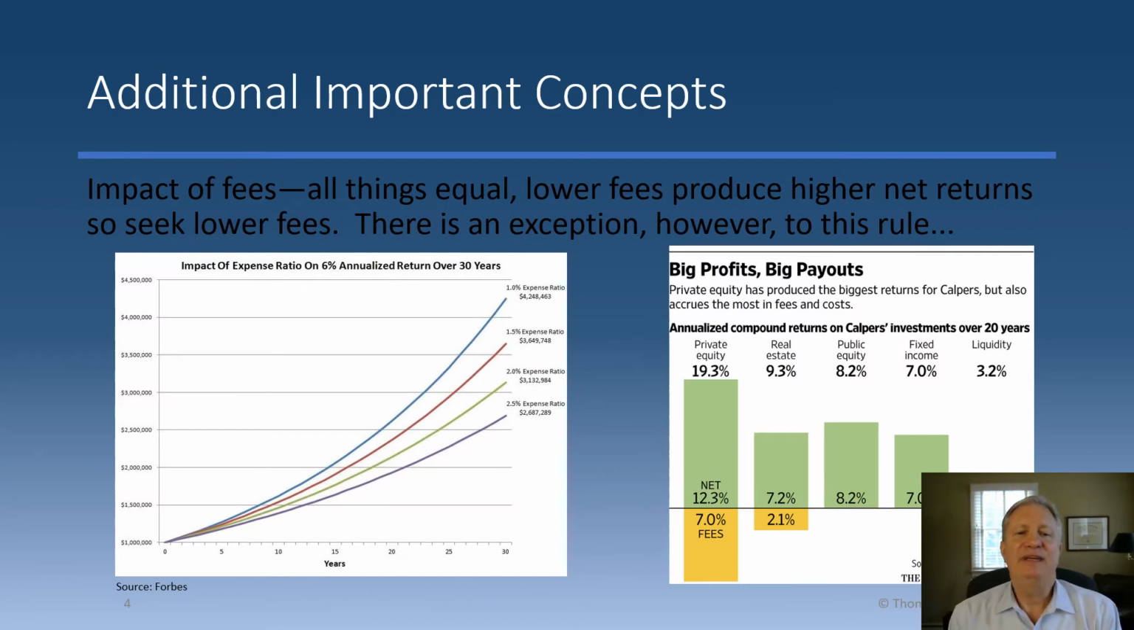The impact of fees: all things being equal, lower fees produce higher net returns. So seek lower fees. Notice in the chart on the left how a 1% expense ratio of a fund accumulates over 30 years to $4.2 million. A 1.5% expense ratio fund accumulates to $3.6 million. 2.5 to 2.7 million. The difference between 1 and 2%, 4.2 million and 3.1 million, is $1.1 million.